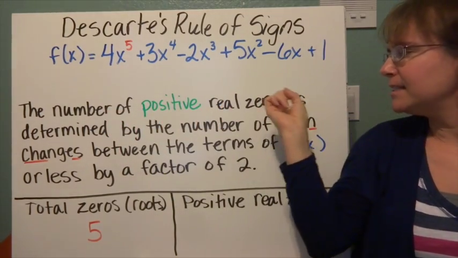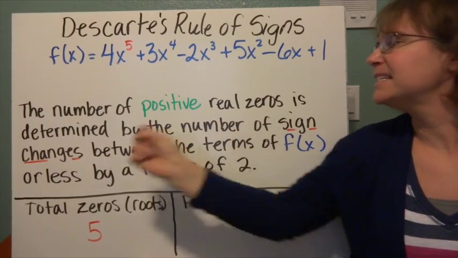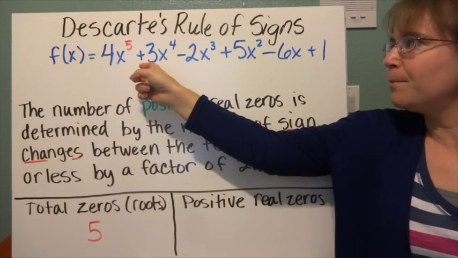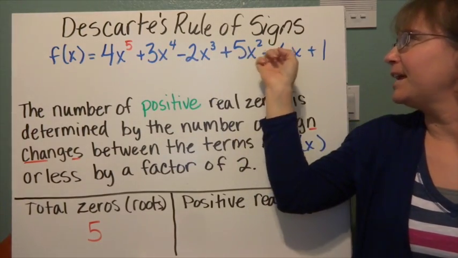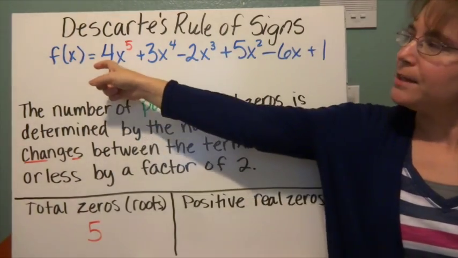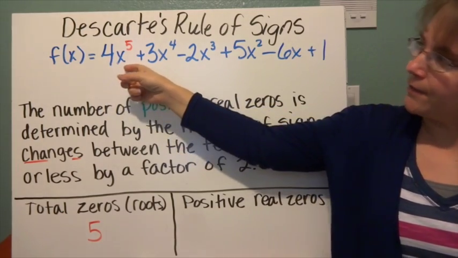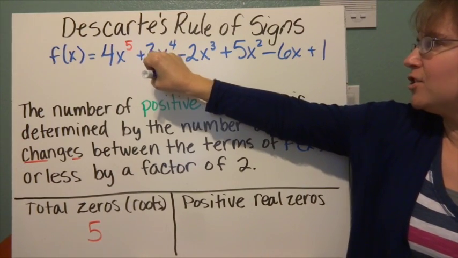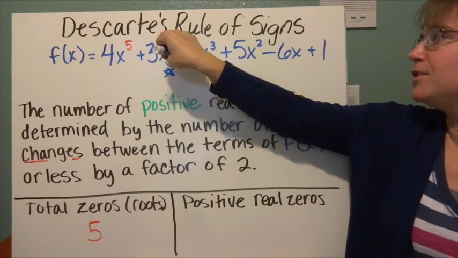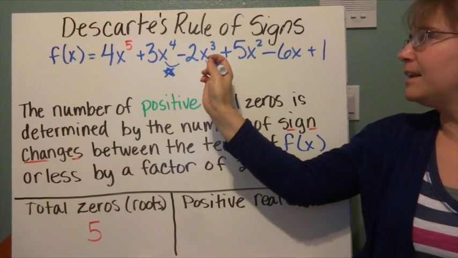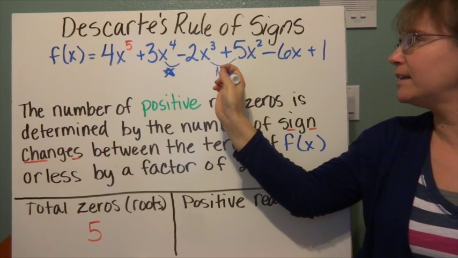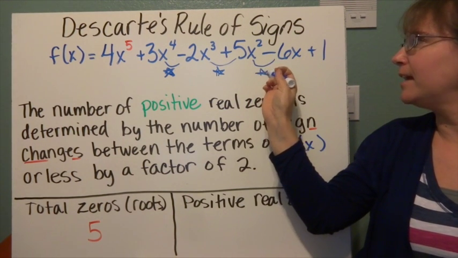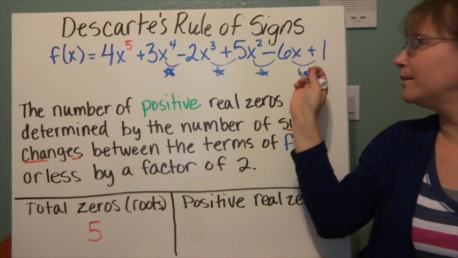So the number of positive real zeros is determined by the number of sign changes. So right here, I have a positive. Here's a positive, negative, positive, negative, positive. So if we look at when the sign changes, it's starting positive, it keeps going positive. And right here, we have a sign change. It's going from positive to negative. And here again, another sign change, negative to positive. And here, another sign change, positive to negative, and again, another one.